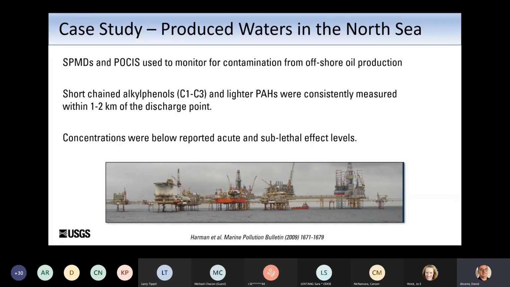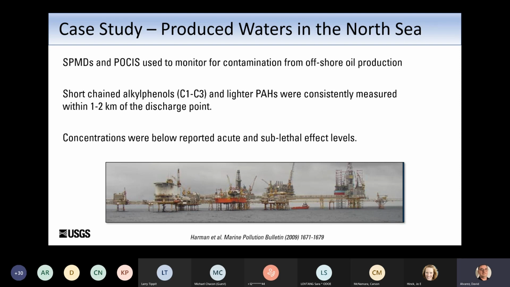Again, looking at oil-related issues, the Norwegian Institute for Water Research, or NIVA, conducted a study using SPMDs and POCIS in the North Sea to determine the extent of contamination from petroleum hydrocarbons as well as alkyl phenols in produced waters from offshore oil platforms. The samplers were deployed at intervals up and down a gradient based on the prevailing currents around the platforms.